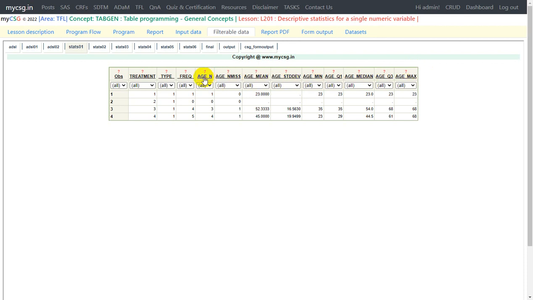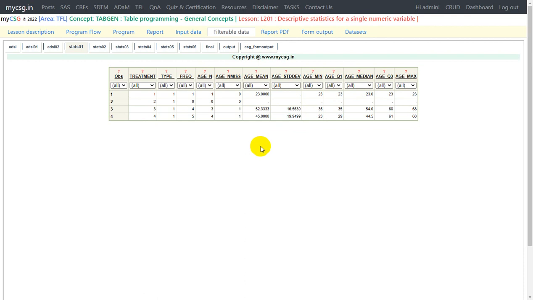So as we have used the auto name option, what it was trying to do is it has named all the statistics with a prefix of age underscore, which is our analysis variable. If our analysis variable was, say for example, BMI, then when we use the auto name option, it would use that prefix of BMI underscore when creating the variables in the output data set.